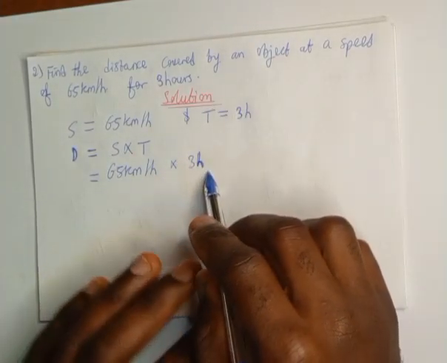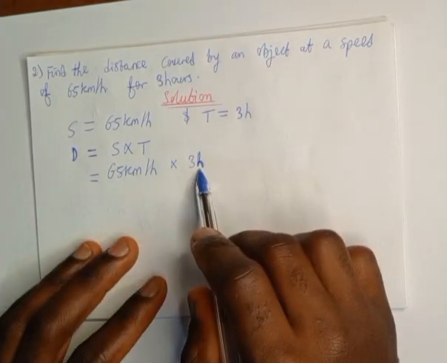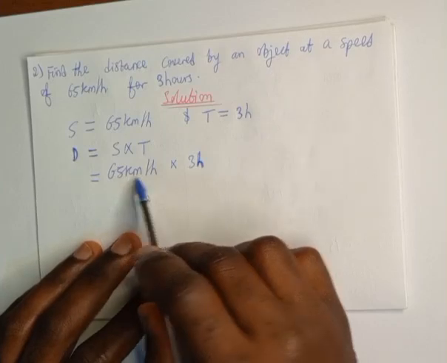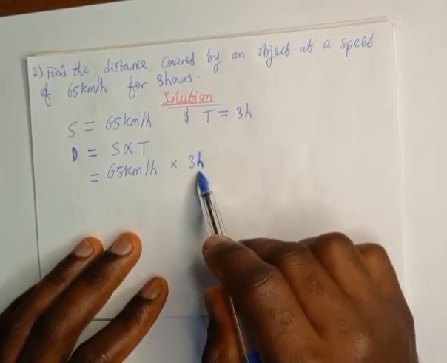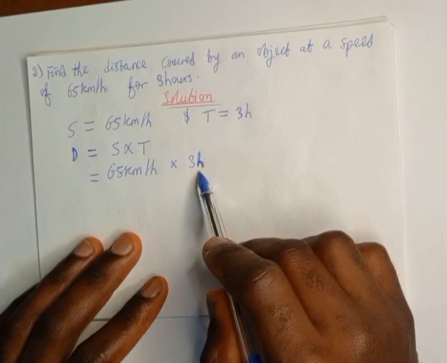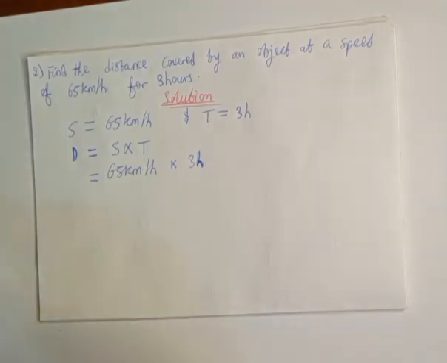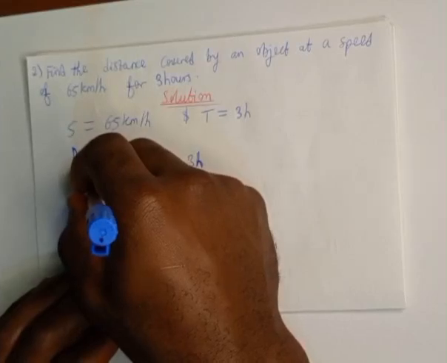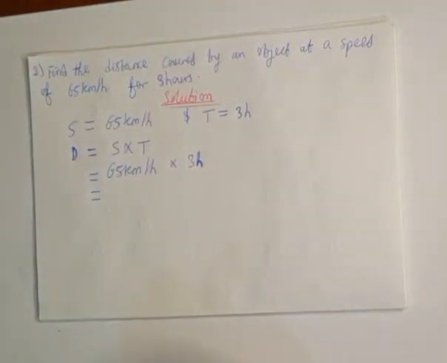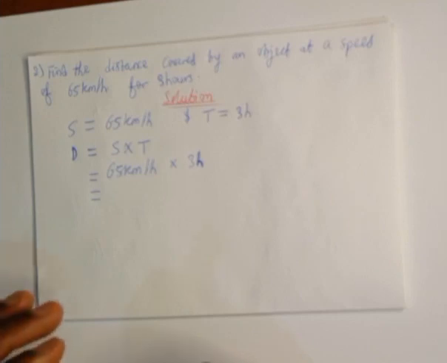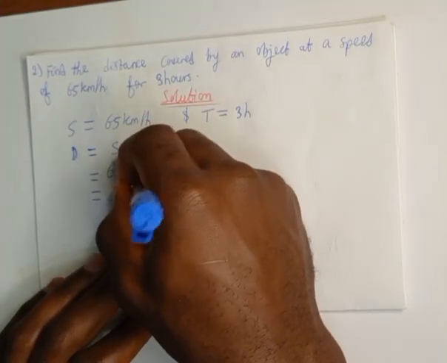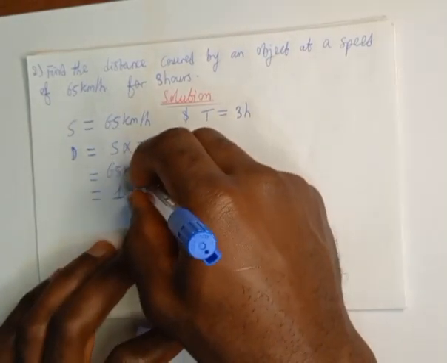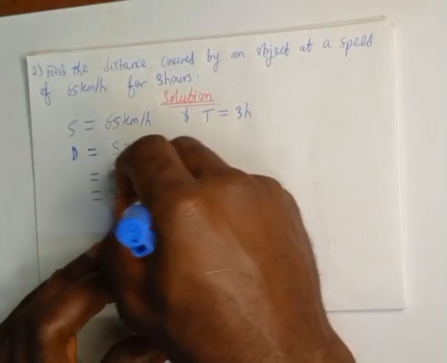In this case, it is very easy and direct. But if the speed here was in kilometers per minute, then we will need to change this time to minutes. But the units of time are the same. We are going to perform the multiplication. 65 times 3 is equal to 195. And the unit here will simply be kilometers.